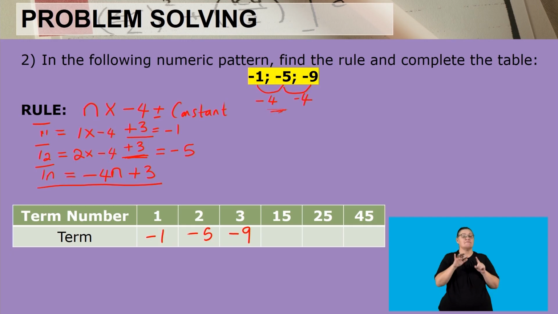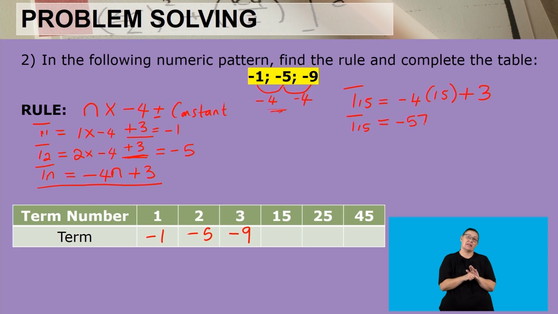And of course, now we need to find the 15th term. So for us to find the 15th term, remember, we are going to multiply that 15 with our -4, and we are going to add our 3. Do you know what the answer is when we multiply a -4 with a 15, then we add a 3? Well, if you have a -57, then you are correct.